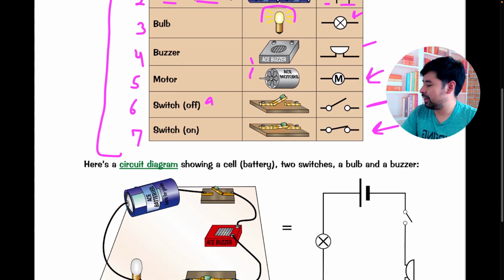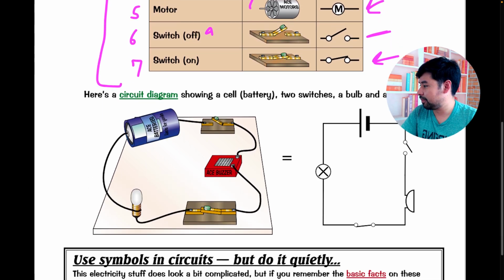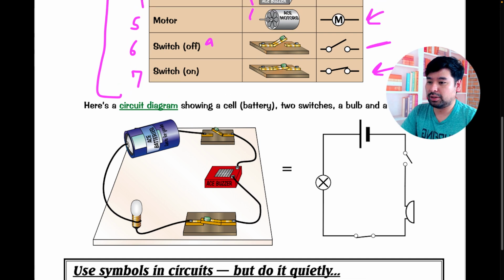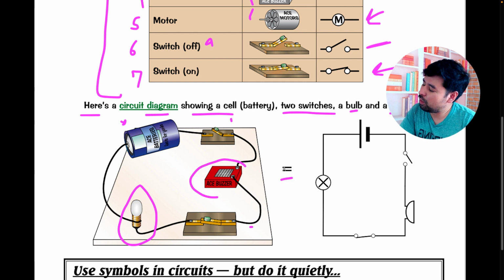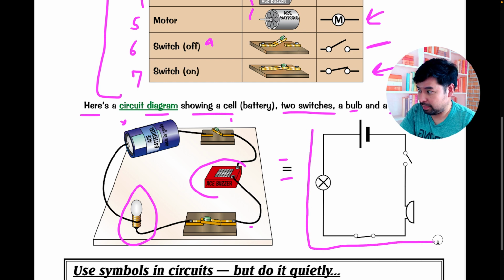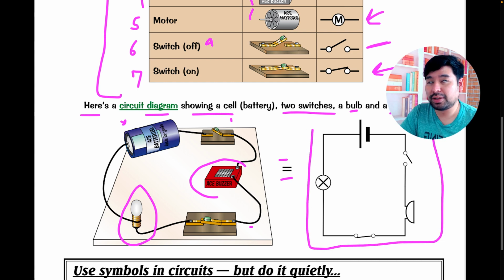Okay, going down now. We have here the diagram, right? Can you see the diagram down here? So on one side we have the picture, and on the other side we have the diagram, right? So let's read with me. Here is a circuit diagram showing a cell, which is a battery here, two switches, this and this, a bulb, where is the bulb? Here, and a buzzer, which is this one here. And then here we have the diagram.